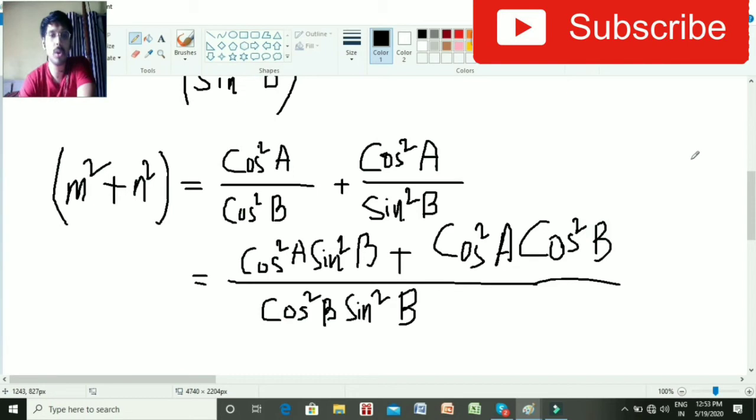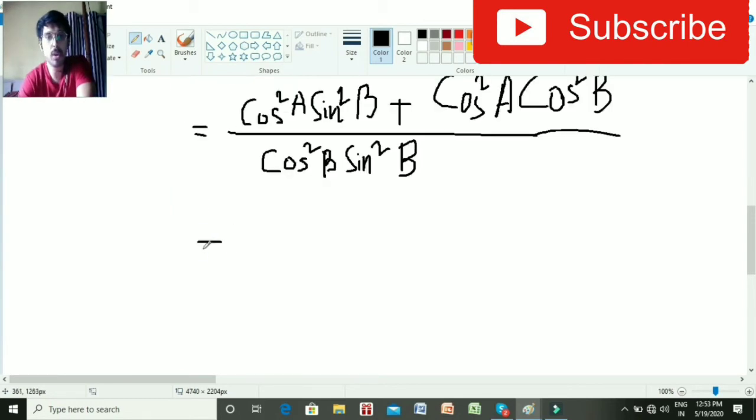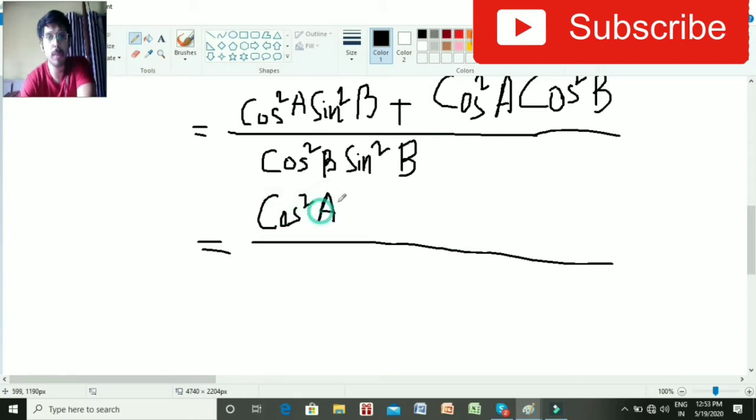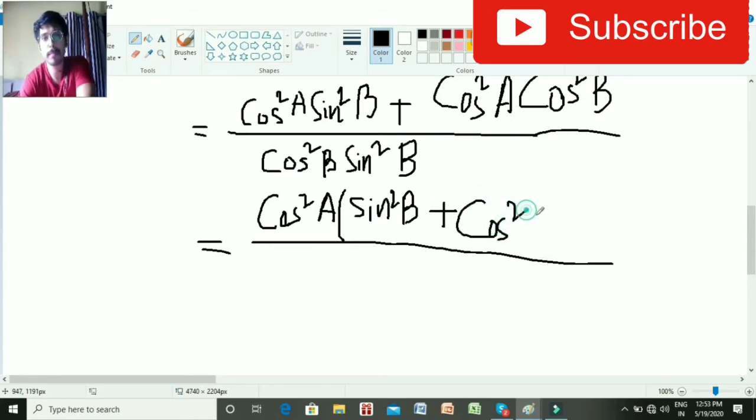Okay, so now we can take cos square A as common in the numerator. So if we take cos square A as common, what will happen? We have sin square B plus cos square B here, and the denominator remains the same, that will be cos square B sin square B.